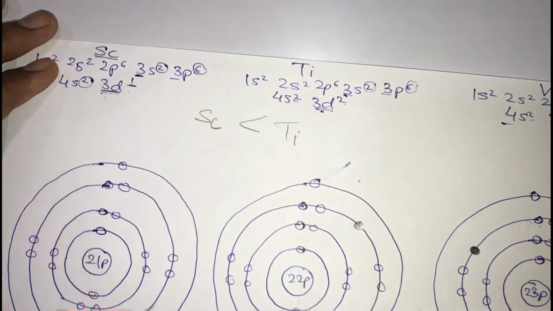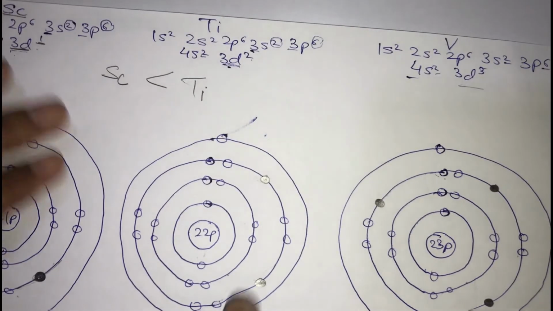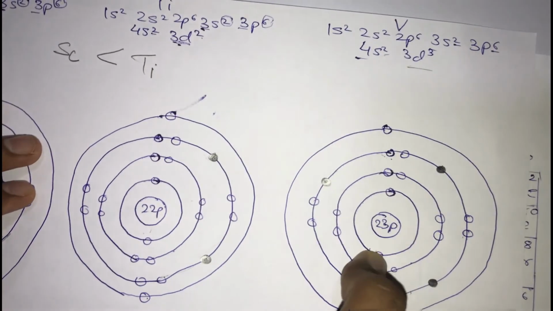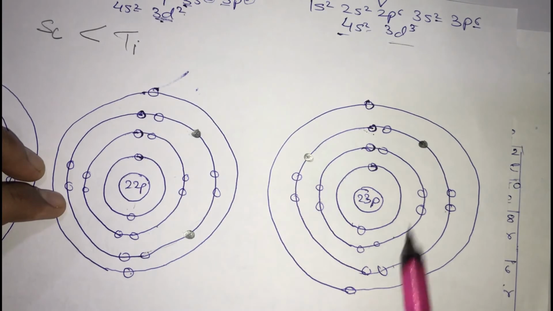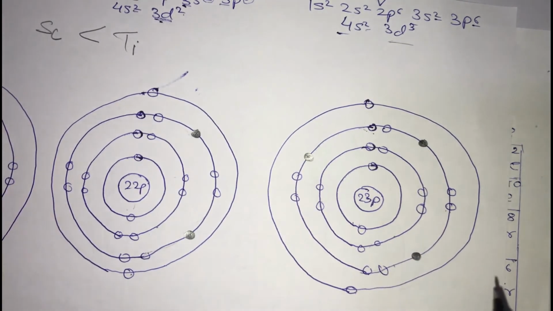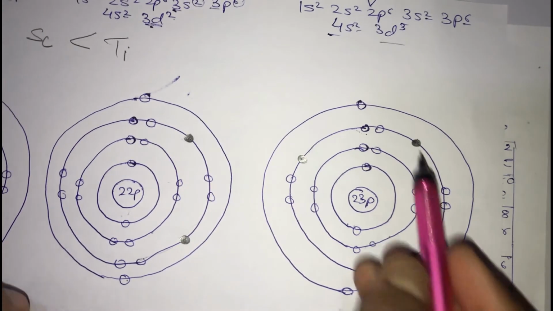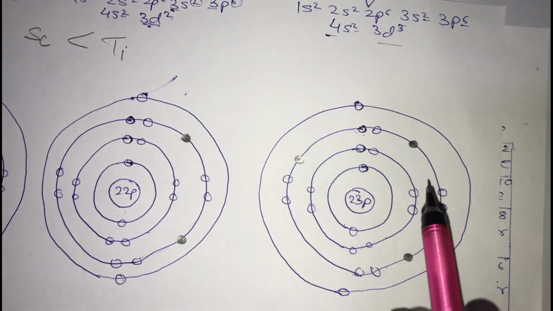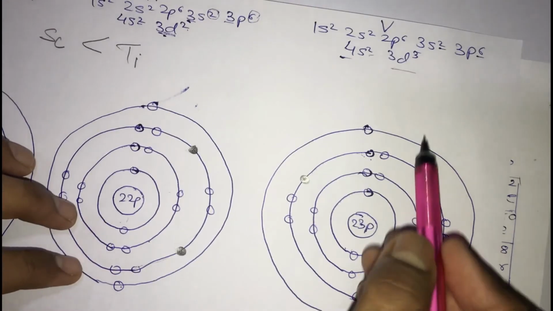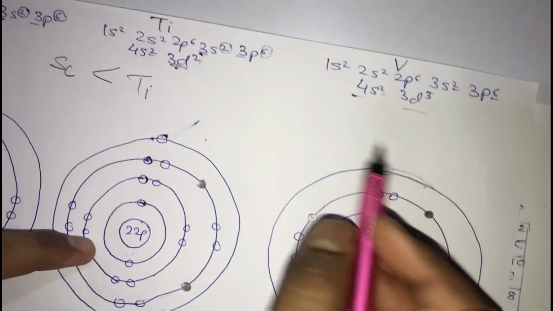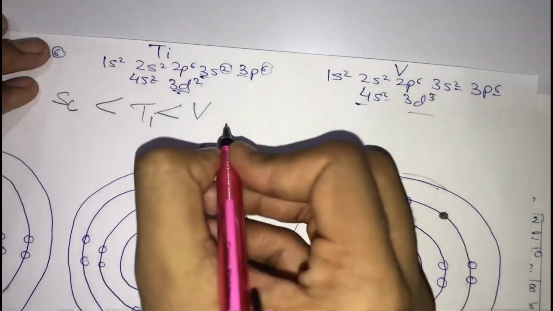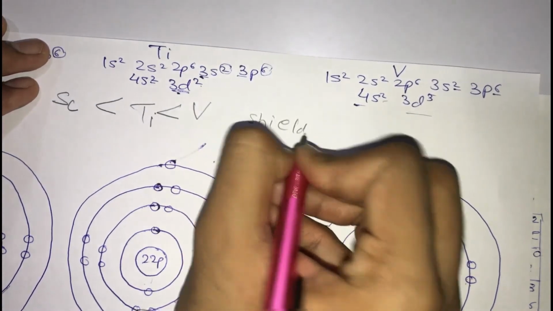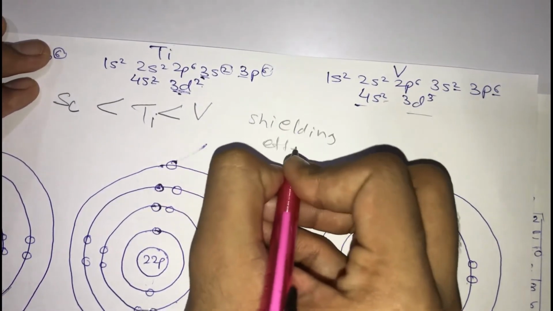Similarly, if you consider titanium and vanadium, so can I say, guys, that here you are adding 3 more electrons. Now since more electrons are getting added as compared to titanium, therefore it is obvious that these more electrons will provide more shielding effect to the fourth energy level. Am I right? So can I say that vanadium is going to have greater shielding effect than titanium? So this is the relation between three of them.